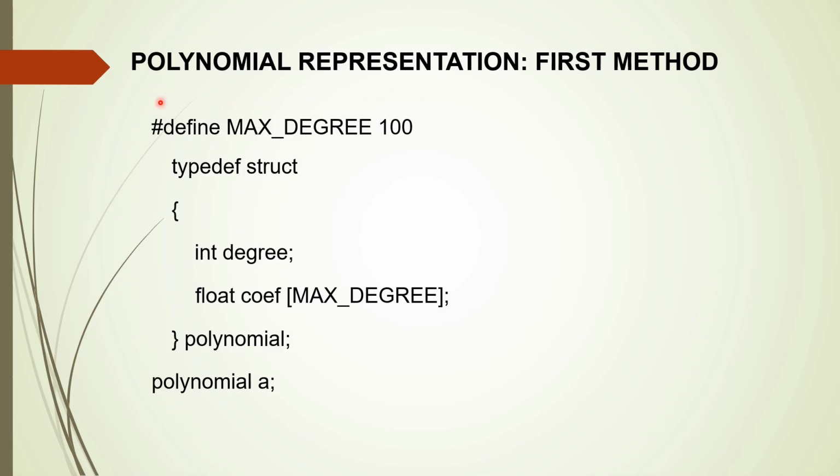Each and every term of a polynomial has three things in it. One is the coefficient, another is the variable, and the third is the exponent. The variable is common to all the terms of the polynomial, that is x. So we are not going to store x in memory. We are going to store only two things in memory with respect to a polynomial, that is the degree and a coefficient. You are going to store the degree and a coefficient with respect to the first method.